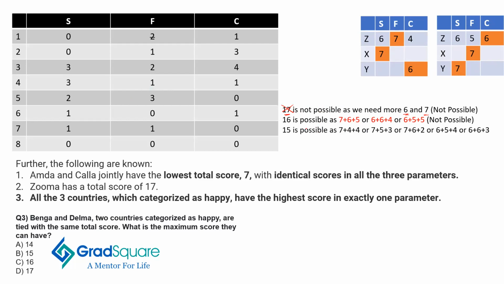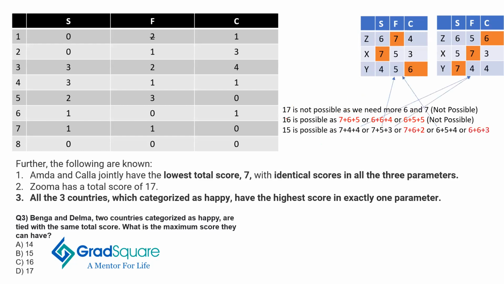What about 16? In case of 16, there are 765, 664, and 655. These are all the cases which are possible. If you take 765, you need more 7s and 6s, not possible. If you take 664, same case, because you need more 6s and more 7s, not possible. If you take 655, still you need 1 6 extra. That is also not possible. So 16 is also ruled out from here.